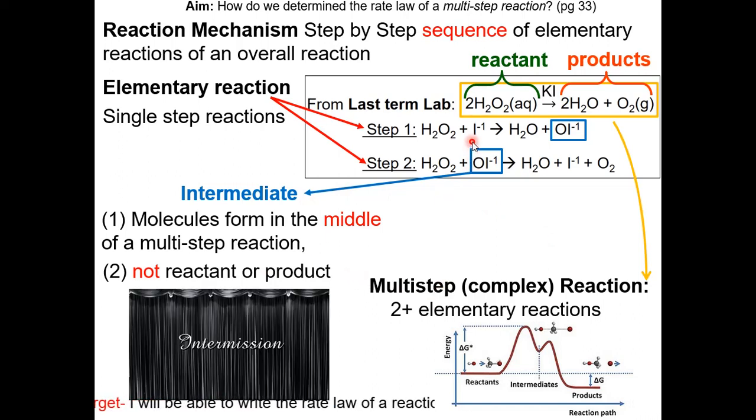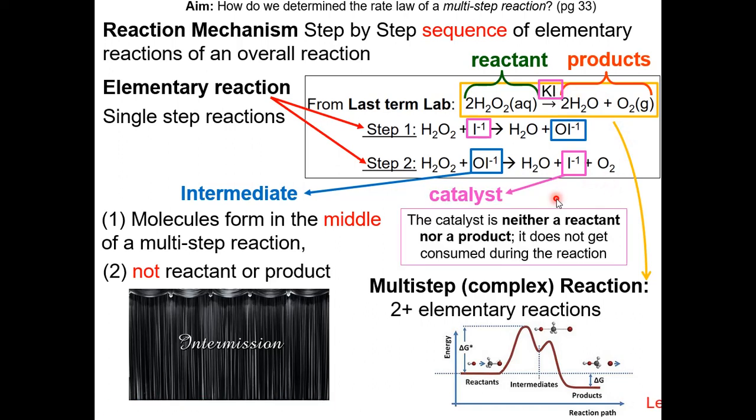Notice there's an iodide ion that appears in the beginning of the reaction and the end of the reaction. This iodide ion comes from the potassium iodide, which is the catalyst in this reaction. The catalyst is neither a reactant nor product, since it does not get consumed during a reaction. So when a catalyst is added, you can recover the catalyst at the end of the reaction.